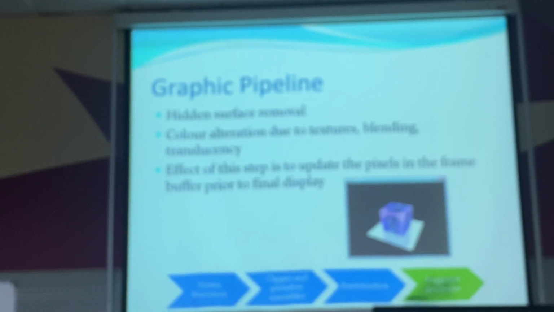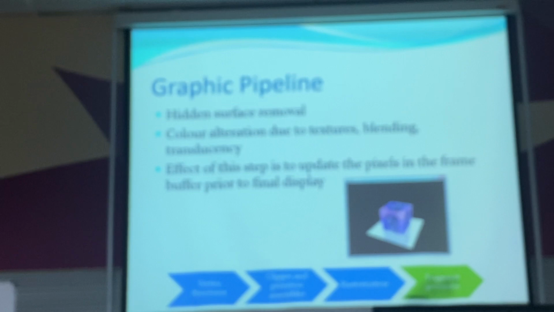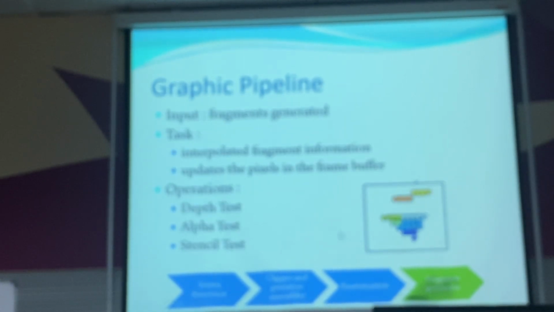Transparency blending, you can see like this one. Okay, you can still see the object there. There are 2 pixels that are active, and you test on the alpha test. Okay, color alteration due to texture blending and transparency. That's alpha test. And the last one will be stencil test.